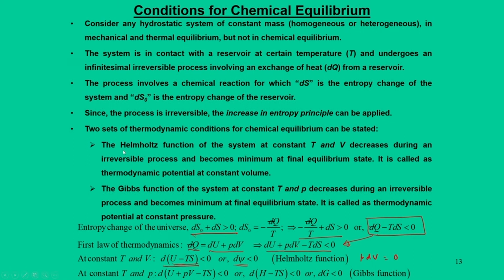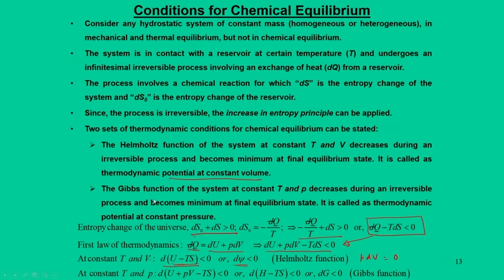So, first one is the Helmholtz function for a system at constant T and V decreases during an irreversible process, and it becomes minimum at the final equilibrium state. So, it is called the thermodynamic potential at constant volume.